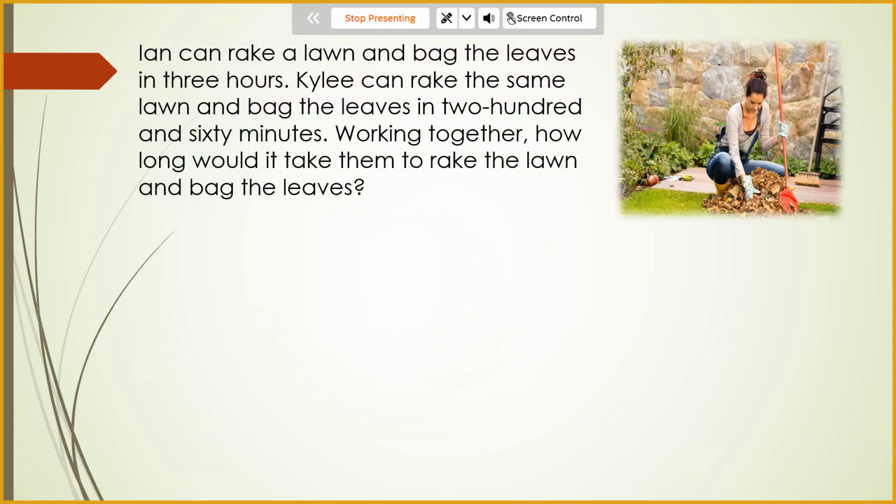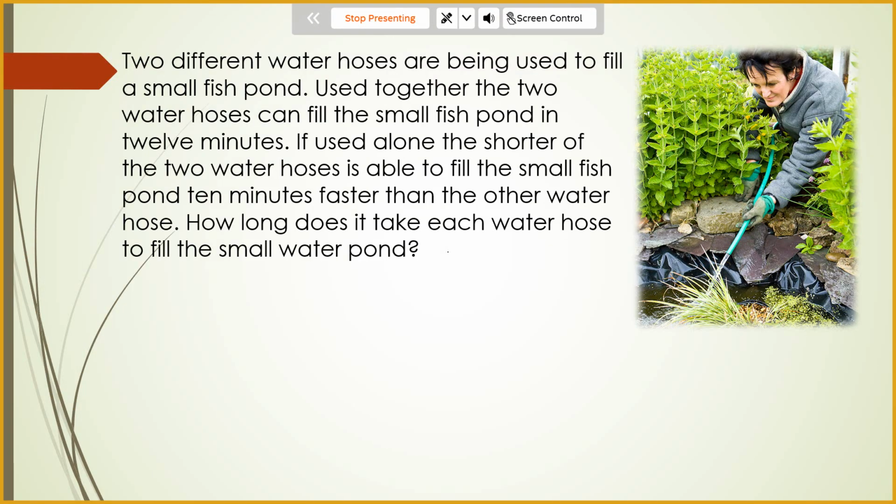So on to our next question. Here it is. Again, I want you to pull out the most important information as I read it. I do not want you writing word for word what I read. Two different water hoses are being used to fill a small pond. So this is the small pond off to the right. It's a small fish pond, and it's empty, okay? They're going to fill it up using water hoses.